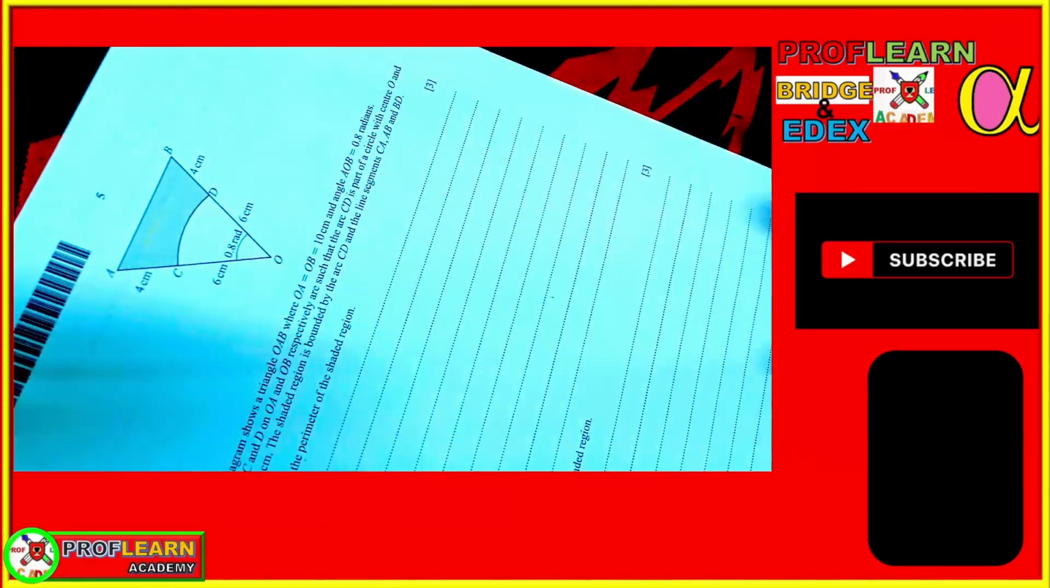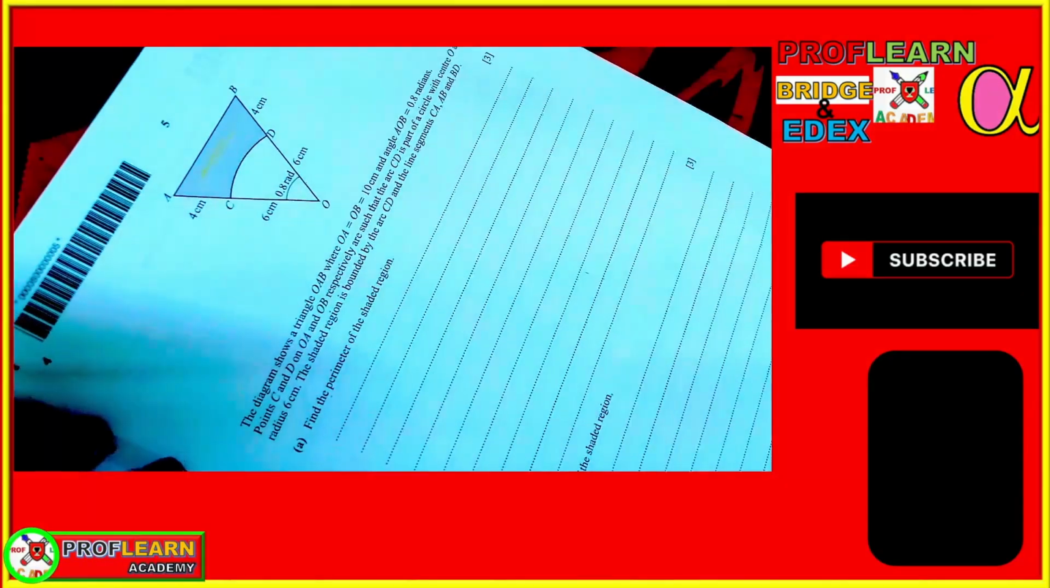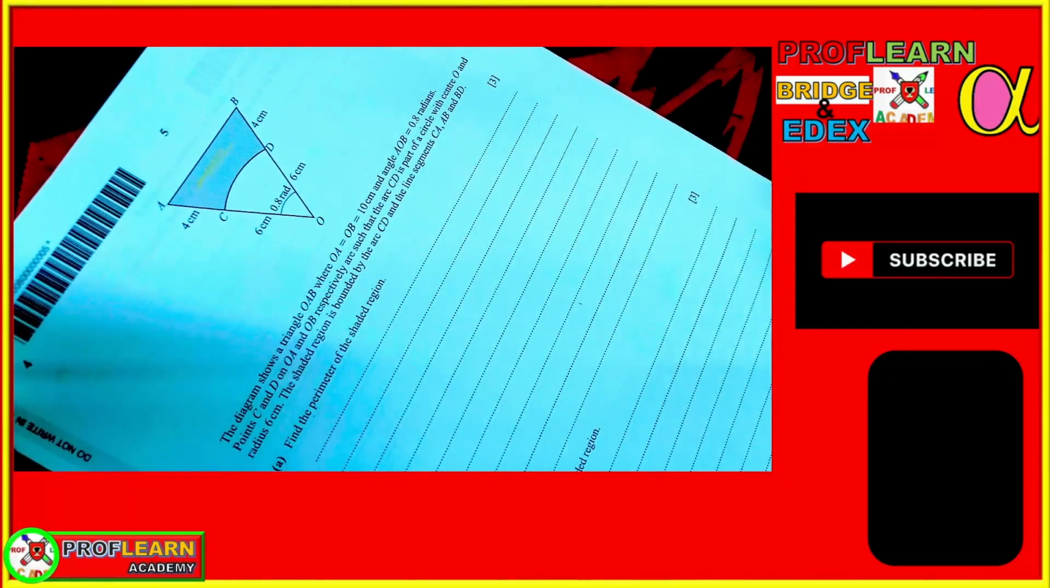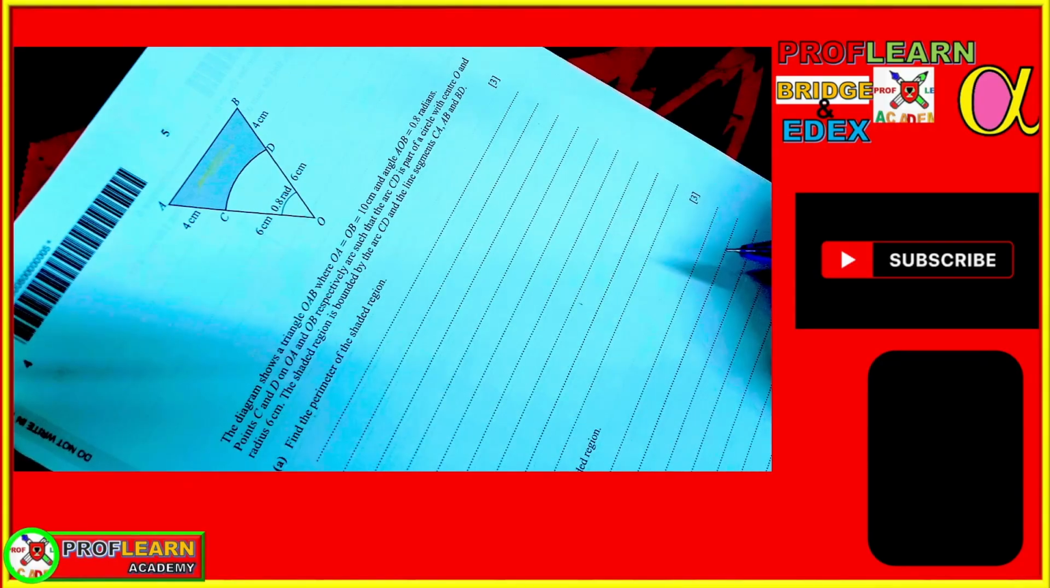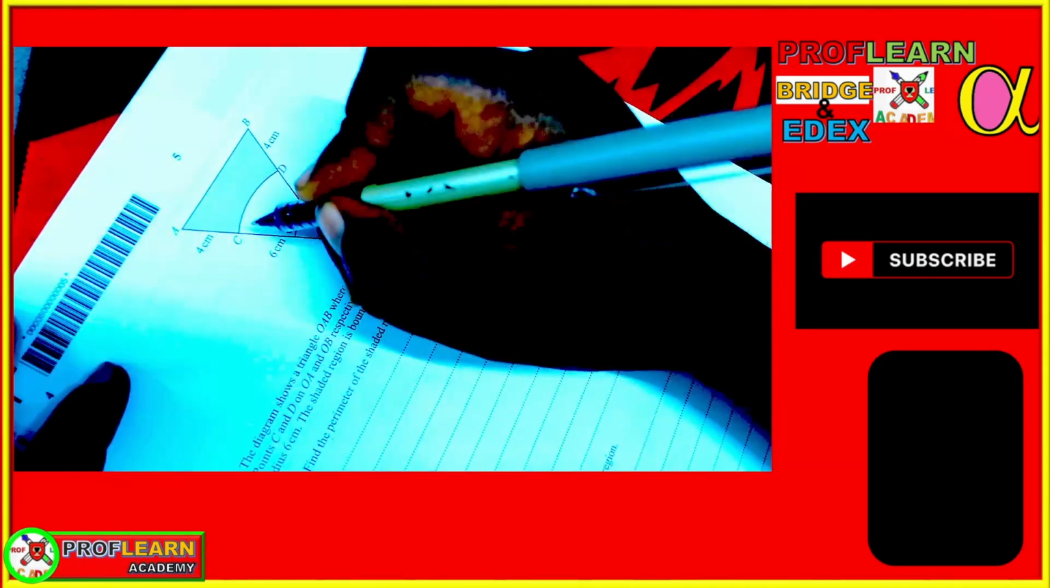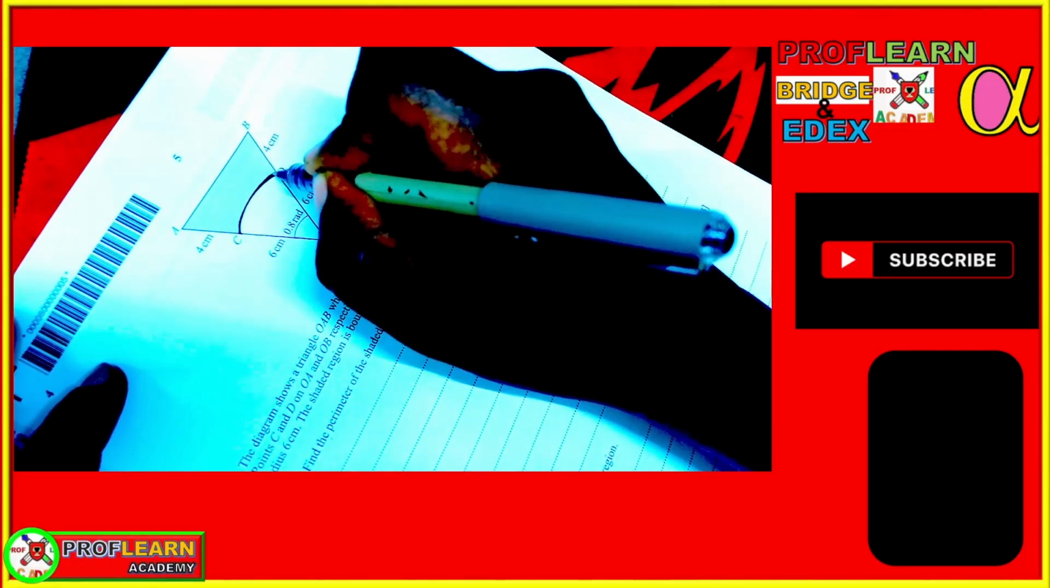The next question that we're going to do at this particular point is to do with the area of a shaded region, and we are told to find the perimeter. I want to take you step by step on how you can find the perimeter of the shaded part. We need to find this arc length.